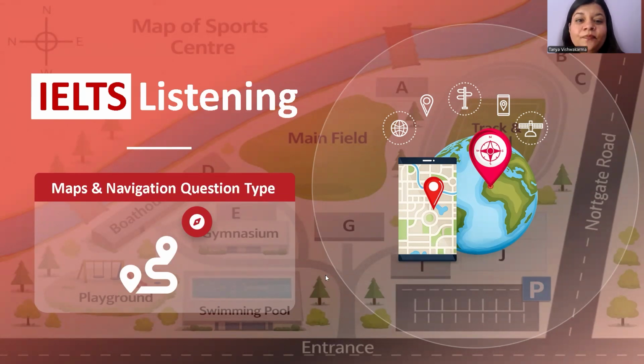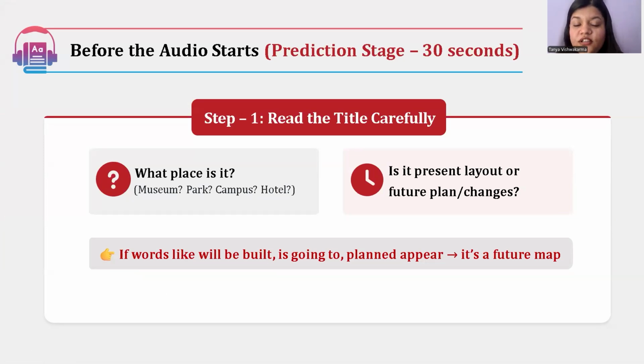So let's get started. One of the most important factors when you encounter the question is the part where the audio hasn't started. I mean, the time frame that is 30 seconds before the audio starts. So what are you supposed to do? Before the audio starts, you get a prediction stage. Now, what is the prediction stage? Before every 4 to 5 questions, we get 30 seconds so that we can revise, or you can say read, our questions.